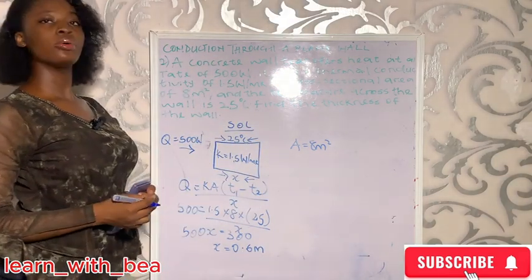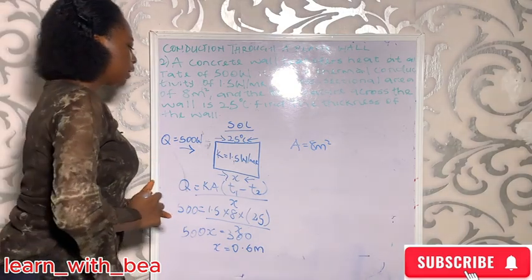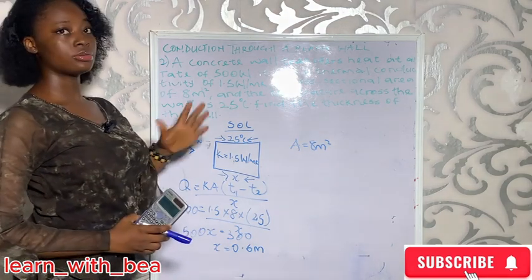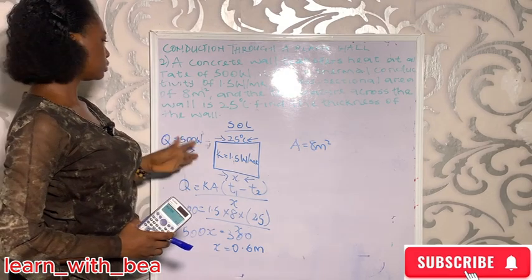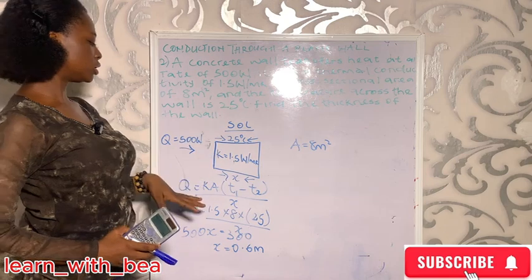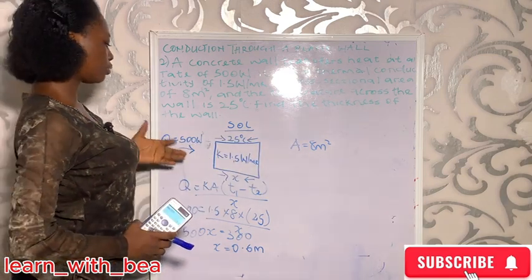I hope you understand. So let's quickly run through it. We're given a concrete wall, and they said the heat transfer or the heat rate is 500 watts. Then it has a thermal conductivity of 1.5 watts per meter Kelvin, a cross-sectional area of 8 meters square, and the temperature across the wall.